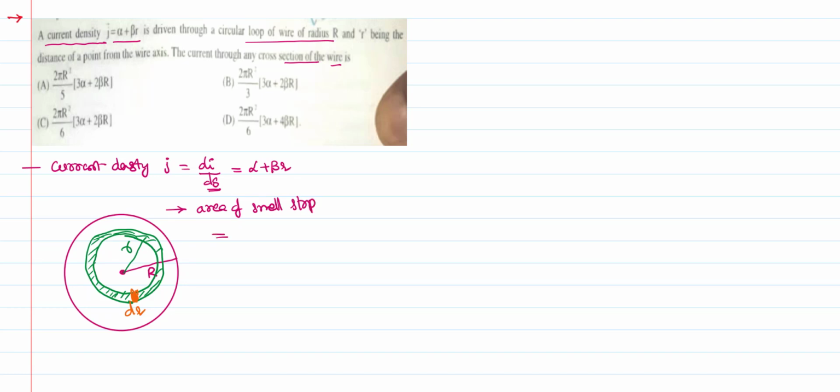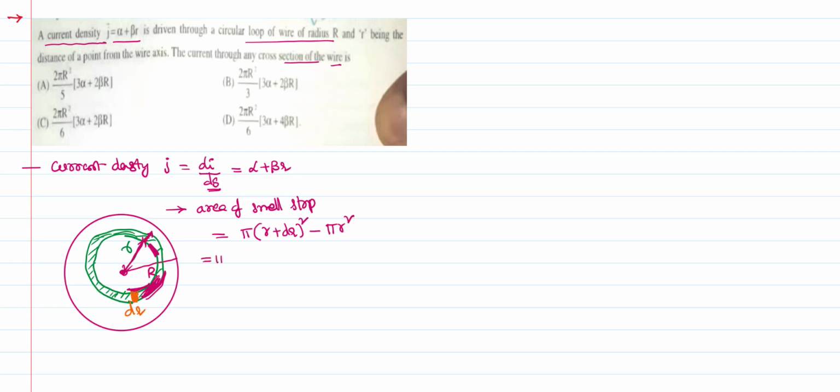How can I get the area of the strip? I can say that's the area of the bigger circle, that is this circle, minus the area of the smaller circle. What is the area of the bigger circle? Pi, the distance from here to here. Up to here the distance is r. From here to here the distance is dr. So the total distance is r plus dr, whole square. Minus the area of this inner circle. The inner circle is at a distance r, pi r square.